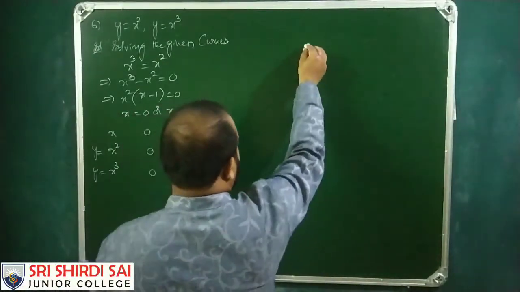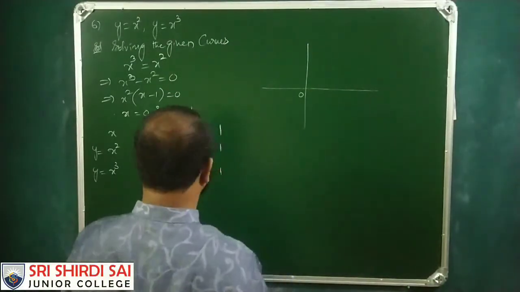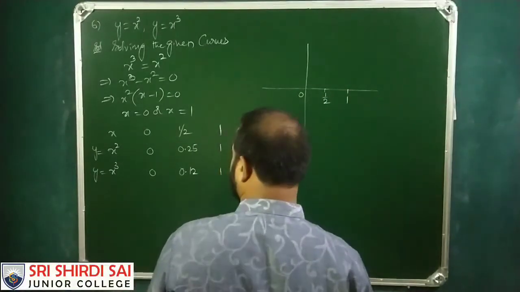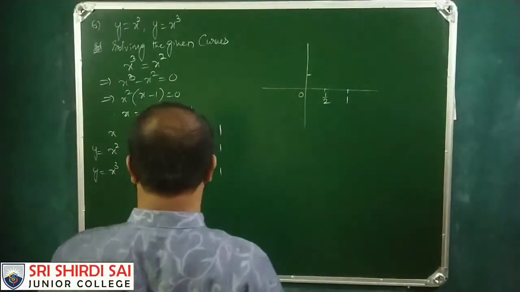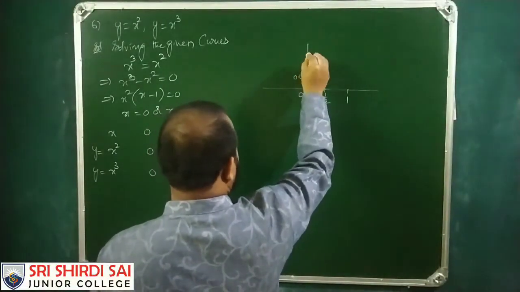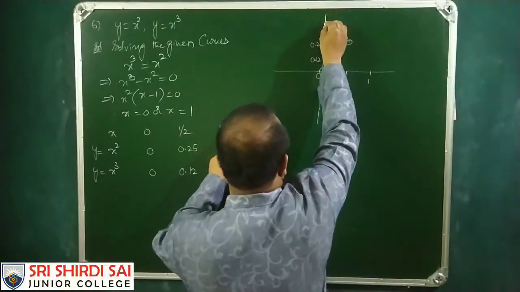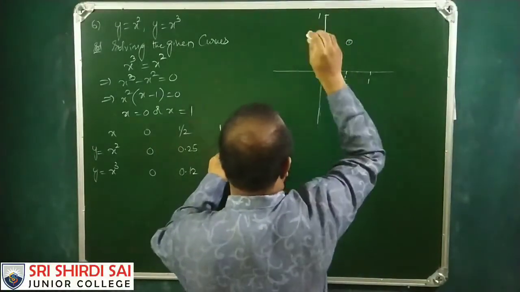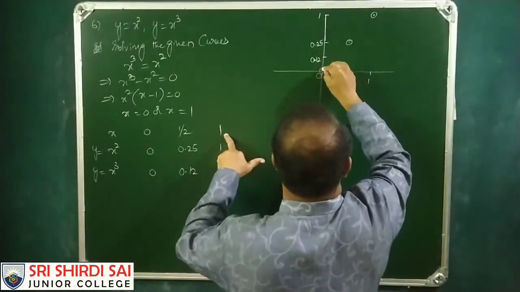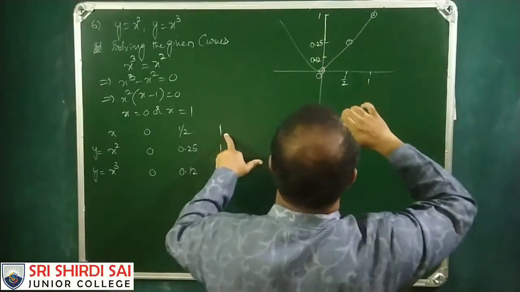So let us try to plot the diagram now. 0, this is 1 by 2, this is 1, this is 0.12 and this is 0.25, somewhere here. So 1 comma 1 is this. So if you plot this diagram, then this is the parabola.